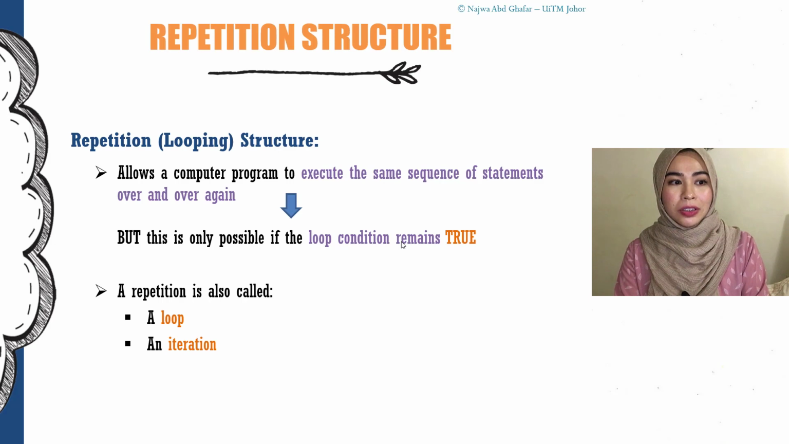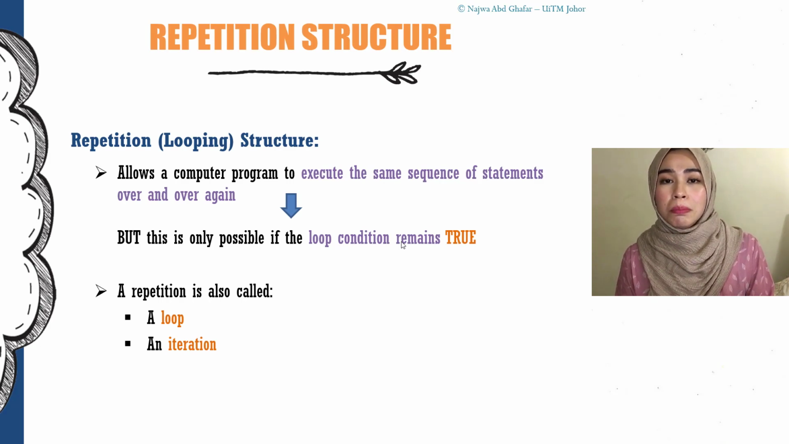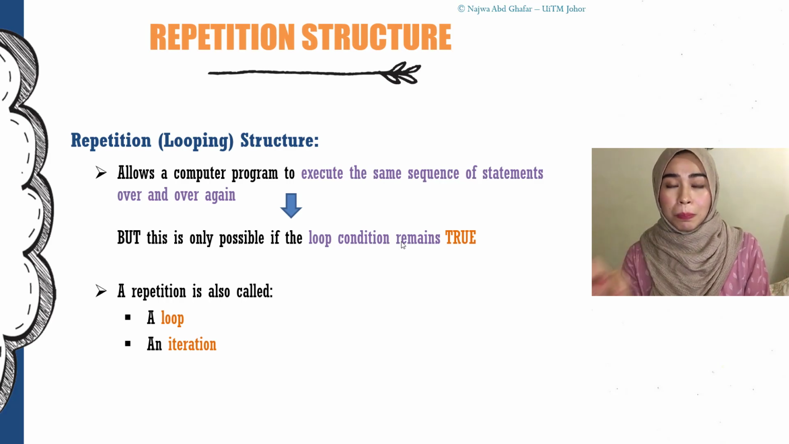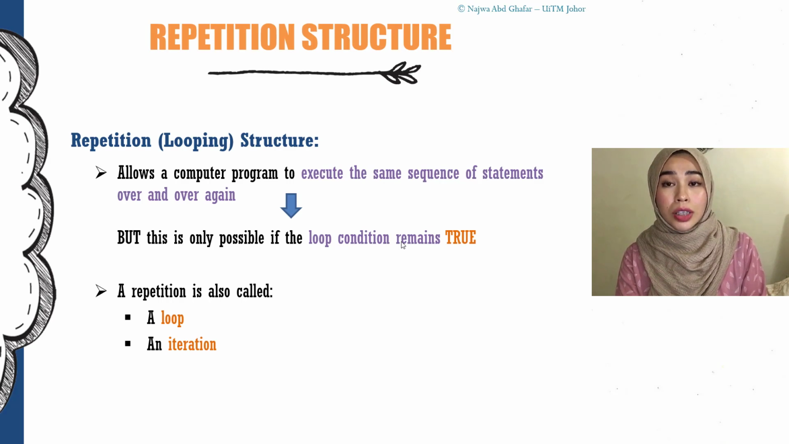Like I've said, repetition, also known as looping, allows the computer program to execute the same sequence of statements over and over again. But this is only possible if the loop condition remains true. Whenever you want to do a repetition or a loop, you must have a question, that diamond shape. Inside there you will have a condition, which can either be true or false. When the answer is true, you can repeat your question again and again. Once the question is false, the looping will stop. Repetition is also called a loop, or an iteration.